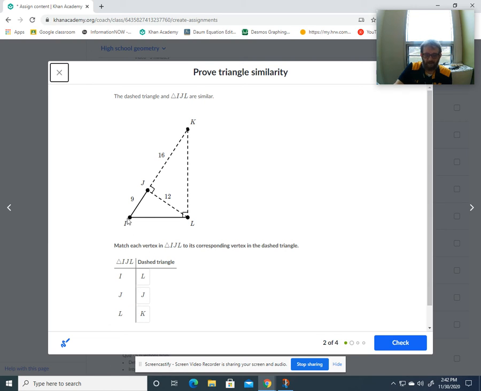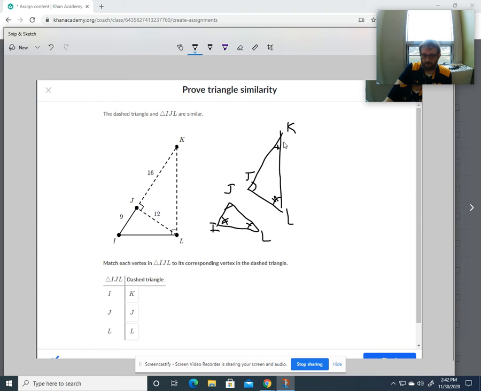J goes with J. L on this triangle goes with that K. Again, if we go back to our picture, this L goes with that K. This I goes with that L.